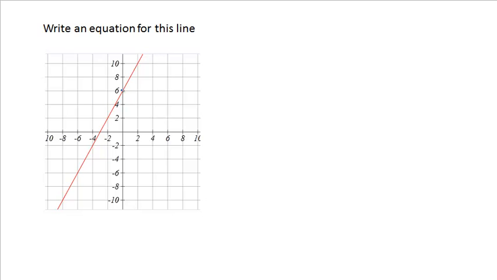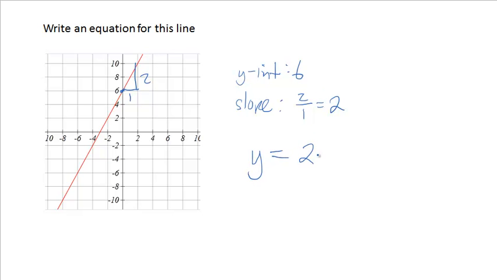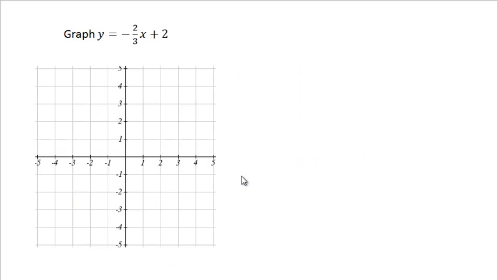So let's see what you came up with. So notice that the graph crosses our y-axis at 6. So our y-intercept is 6. And then we need a slope. And because we've got a nice little grid here, we can just go ahead and say I go over 1, up 2. So my slope is 2 over 1, which is 2. And then I can write the equation for my line. y is slope times x plus my y-intercept. Great.